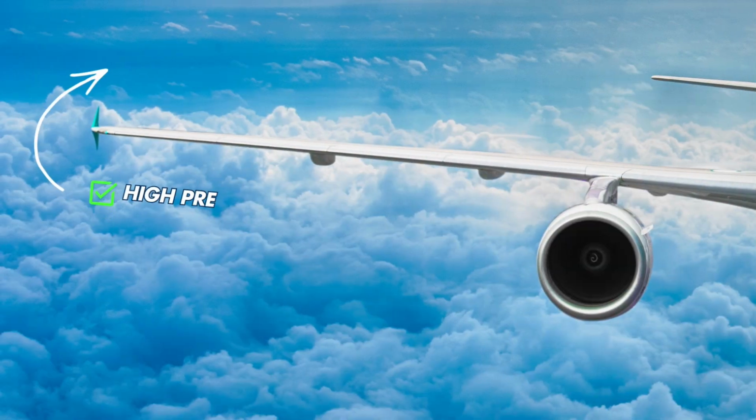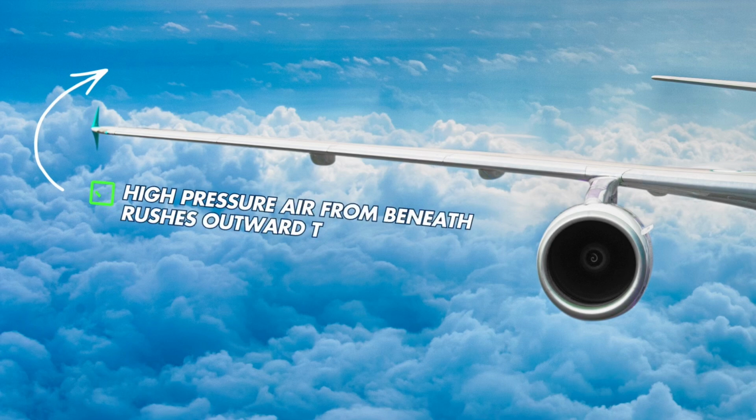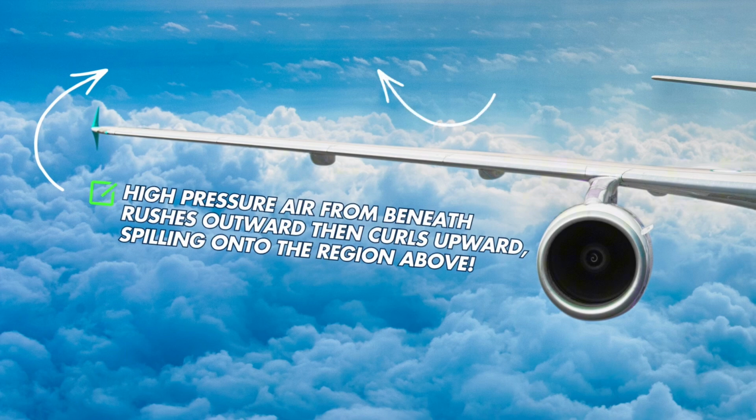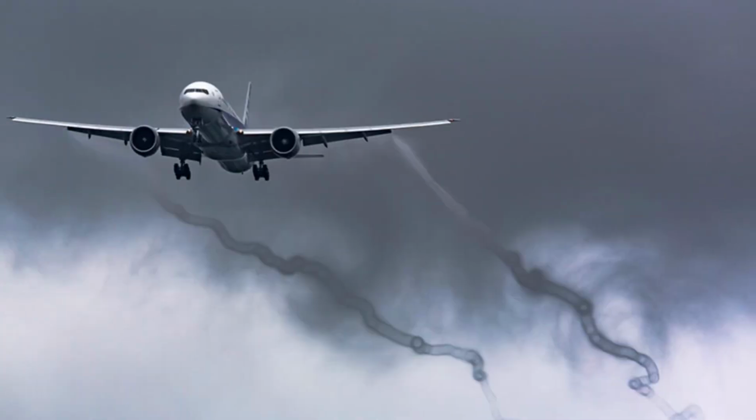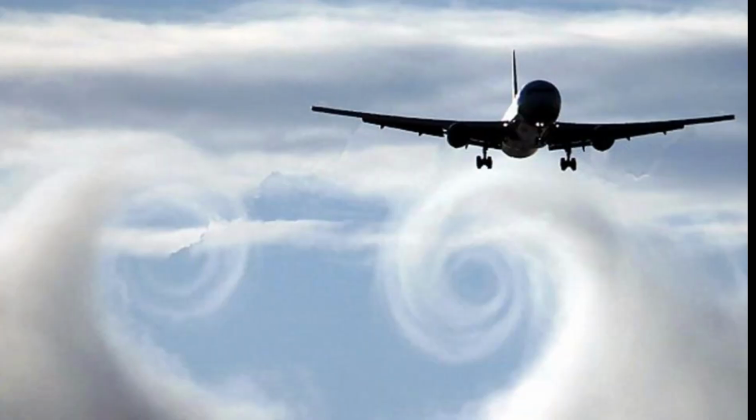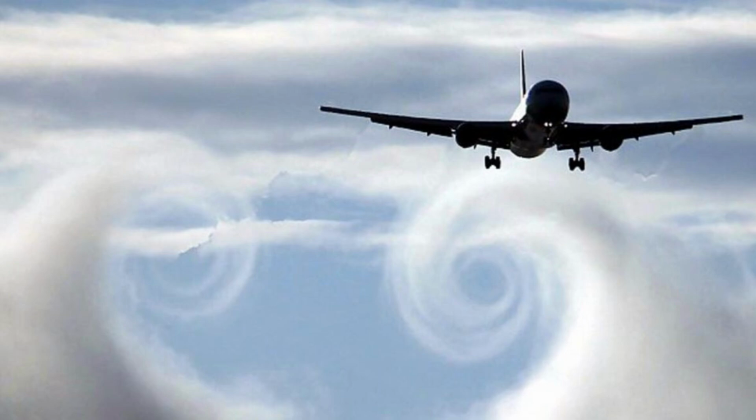High-pressure air from beneath the wing rushes outward, then curls upward, then spills onto the low-pressure region above. This motion creates a rotating tube of air, a vortex, and not just a small swirl, a massive, powerful, spiraling structure. These vortices trail behind the aircraft like invisible tornadoes. They persist long after the plane has passed, and they represent lost energy.